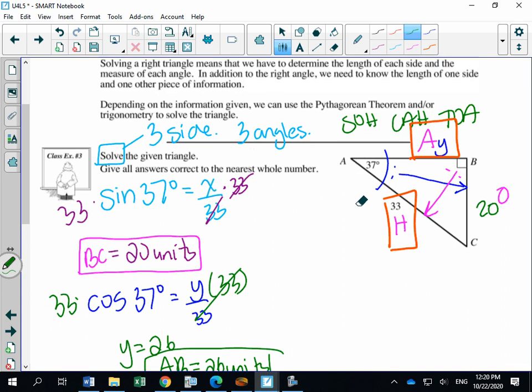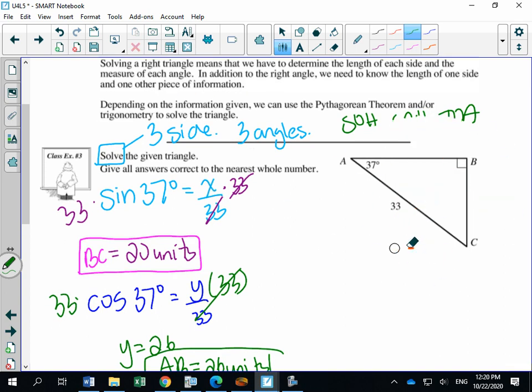Okay, so now I'm just going to erase this one more time. So let's see what I have. BC, I said was 20. AB, I said was 26. They gave me the hypotenuse. I've just solved all 3 sides. Juan, what is the last thing I have to solve in this triangle? This angle C, and that's the name of it. This guy would be angle C.